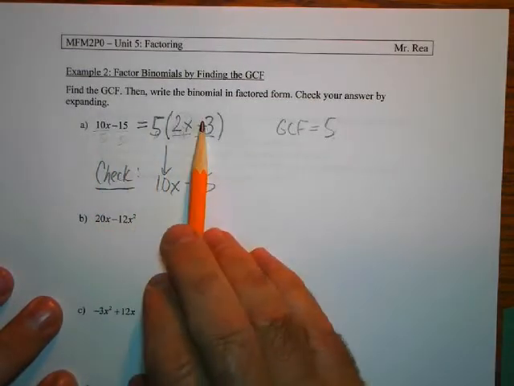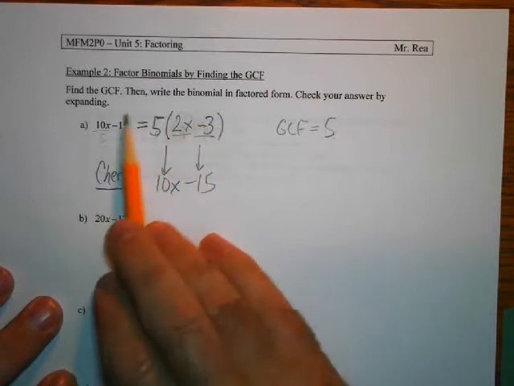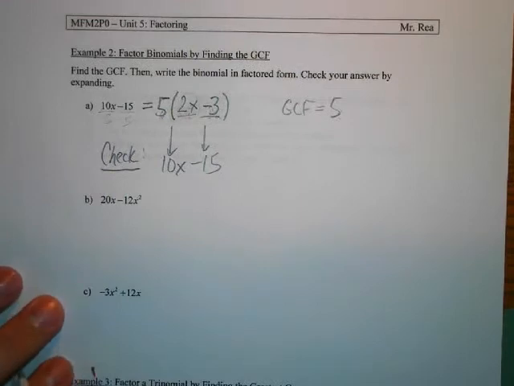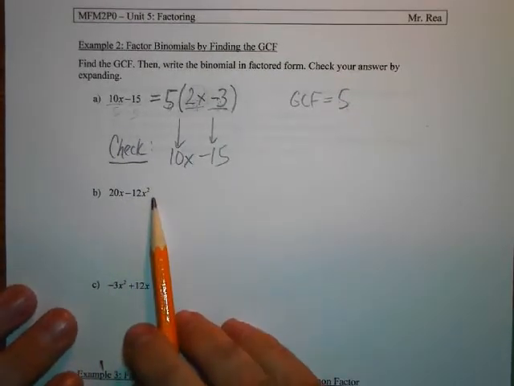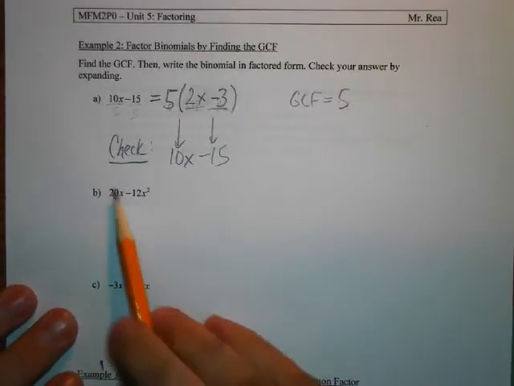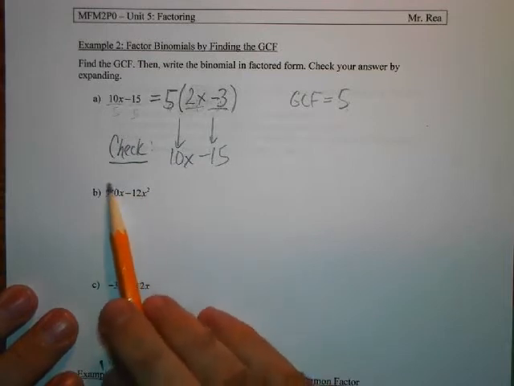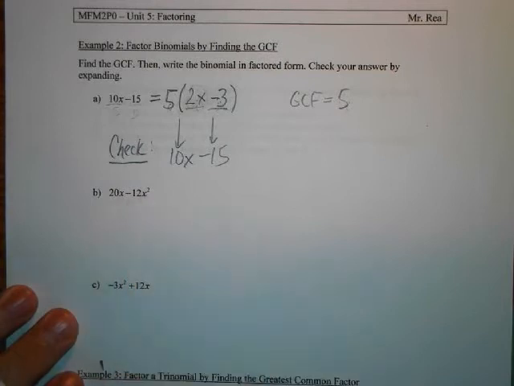I factored it first, and then I expanded my answer, and I should get back to the original question. Okay? All right, let's try this one here. So this time we have, again, if you remember, binomial means it's two terms. You can see I've got a 20x and a negative 12x squared.